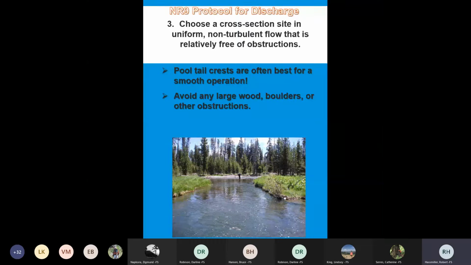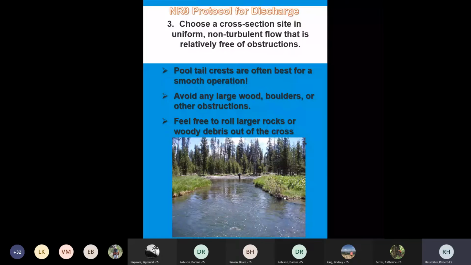So with that, move rocks and stuff away before you take the measurements in the site to really make it nice and clean. And I'll say it again, set up your site and make it clean before you start taking measurements. Once we're in and taking those measurements, we're committed, and we really don't want to move anything around.